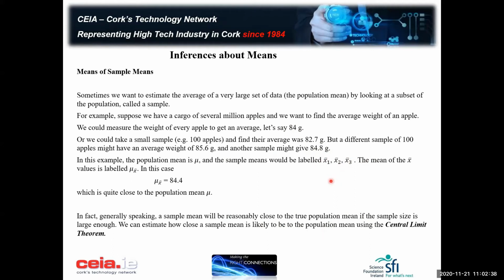It does take a while to realize that we're talking about the mean of these means here, which we label here mu of the x bars, which is the mean of the x bars, and the x bars themselves are the means of the samples. So we're interested in knowing that this mean of the means is close to the true population mean, and we're also interested in knowing what the spread of these means is.